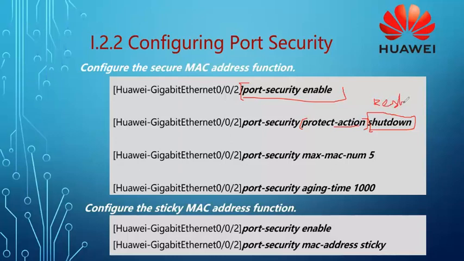Excuse my bad writing, I use my mouse on my desktop. Okay, and the three actions are shutdown, restrict, and protect. These are the three actions when a port security violation occurs.